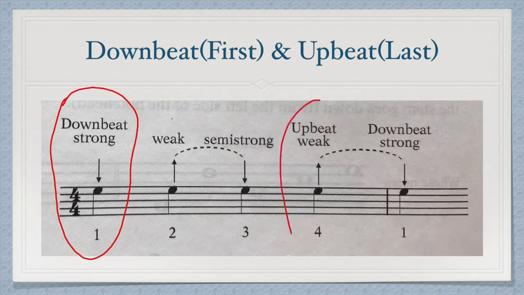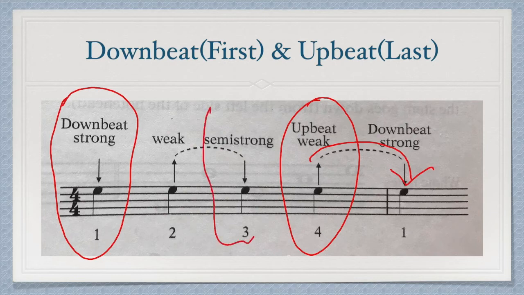And the last beat of the measure is called the upbeat. It is relatively weak and it gives a strong sense of direction, a dynamic motion towards the downbeat, like that. We will understand this more clearly when we learn the conducting pattern later. The third beat receives a relatively secondary strong accent. This is weaker than the actual downbeat, but stronger than the second and the fourth.